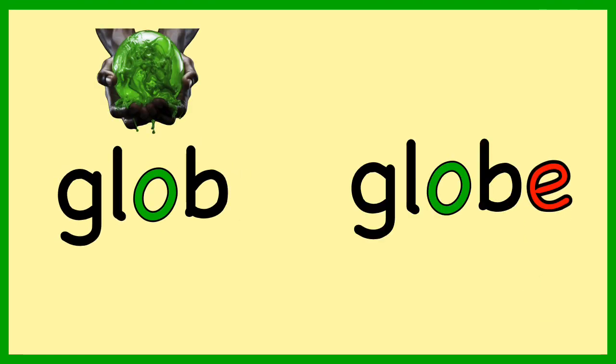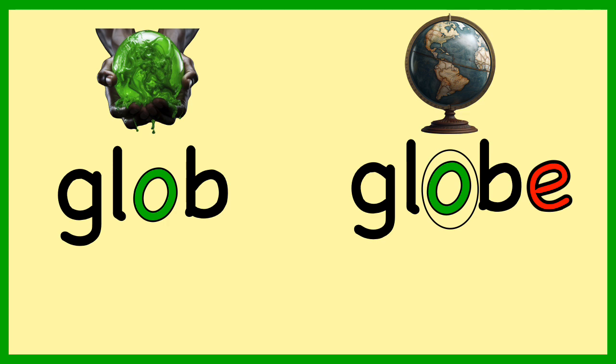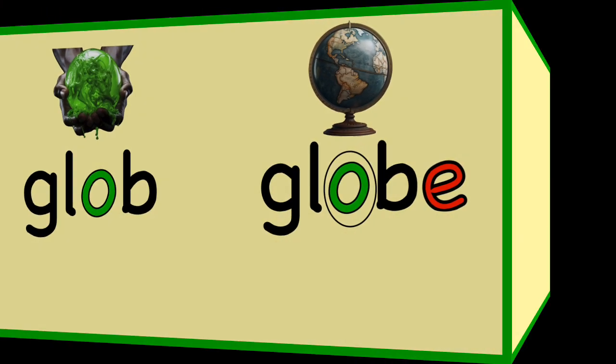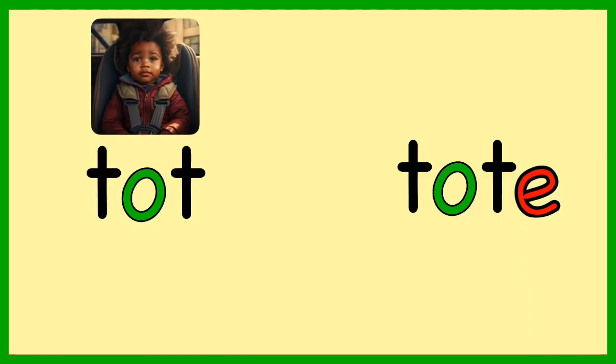Glob, glob. Magic E makes O say O, and the new word is globe. T, O, T, tot. Magic E makes O say O, and the new word is tote.